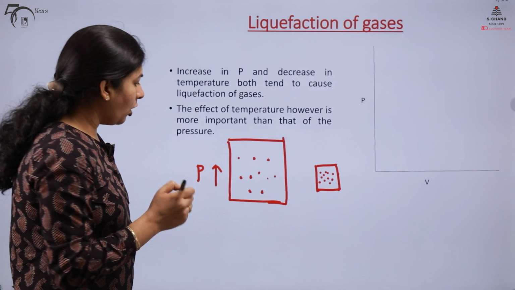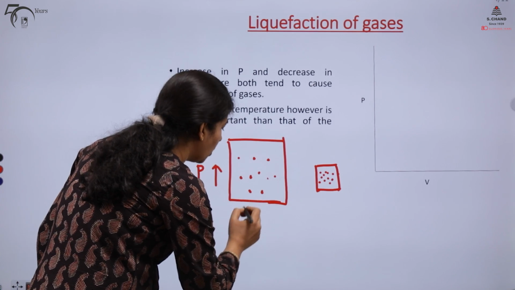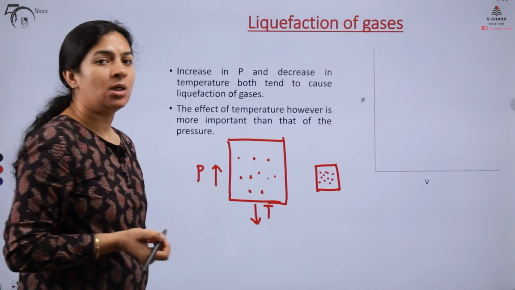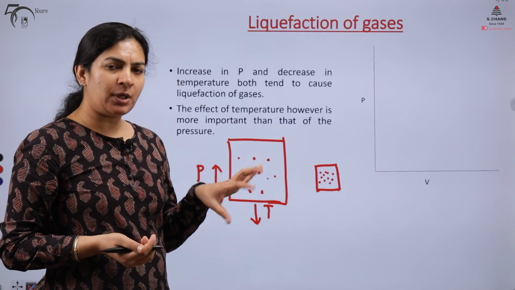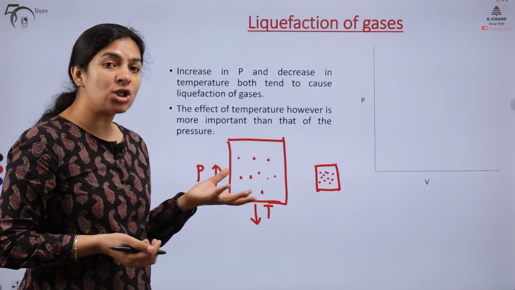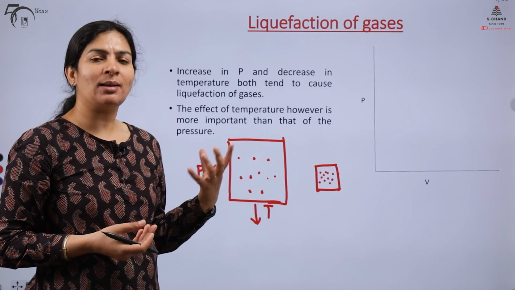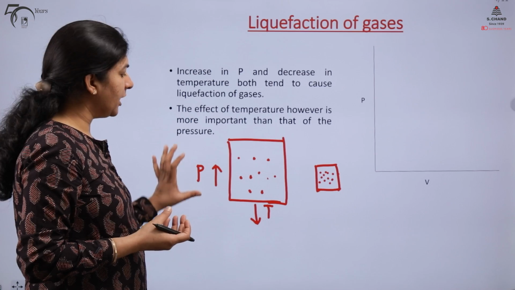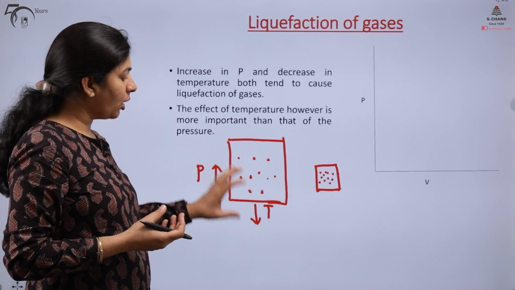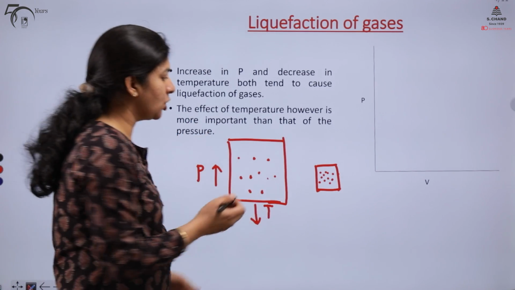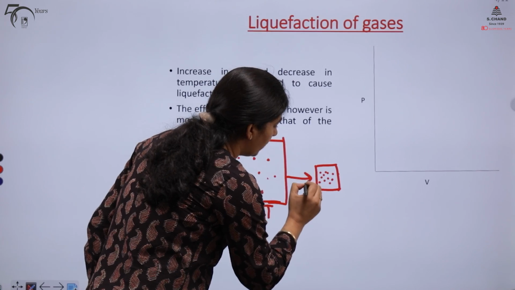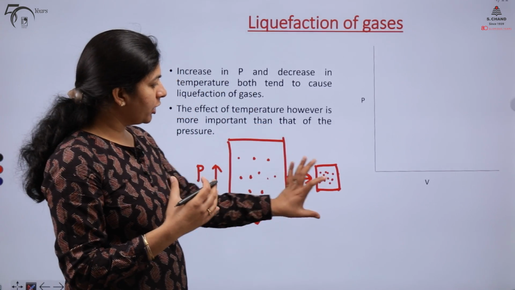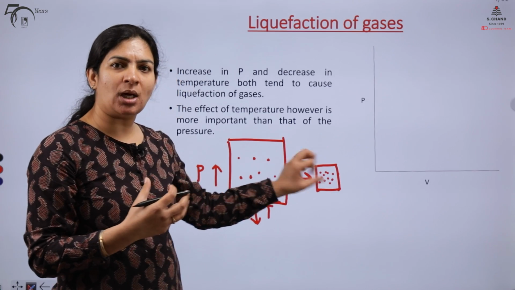The same phenomenon can be observed by decreasing the temperature. On decreasing the temperature also, as per Charles' law, temperature is directly proportional to the volume, and therefore upon increasing the pressure or decreasing the temperature, gases will tend to compress. Now when the gases compress, the molecules will come close to each other.